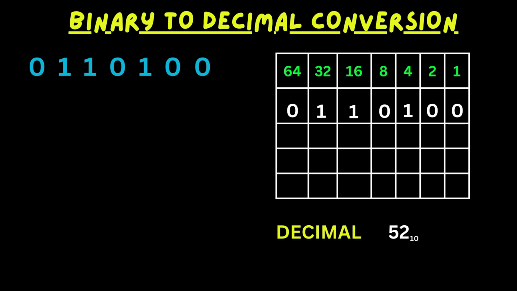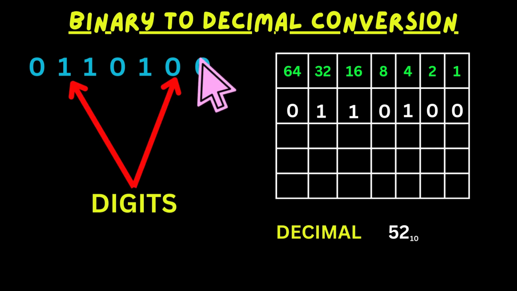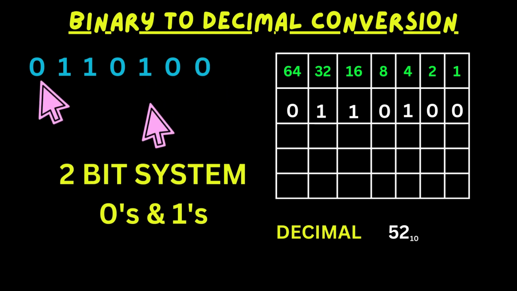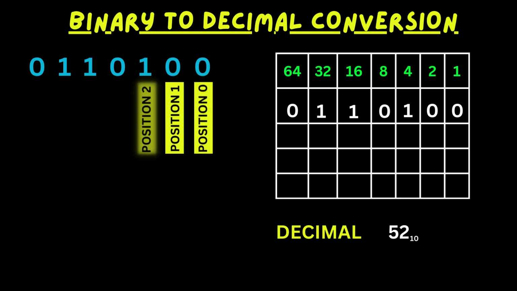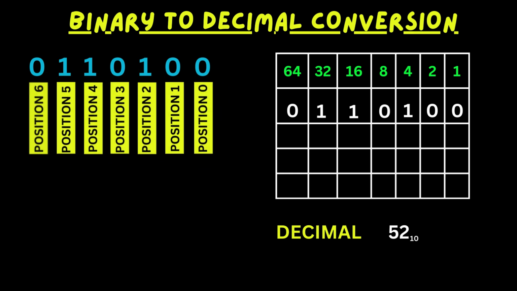So now that you know the number, you can do the conversion knowing that you need to get 52 to the base of 10 as your answer. Each digit in a binary number represents a weight of 2 because we're making use of a 2-bit system. Furthermore, the position of the digit within a binary number determines its value relative to the powers of 2.